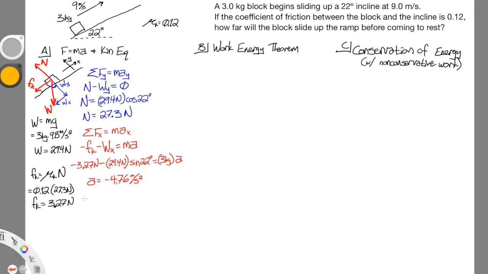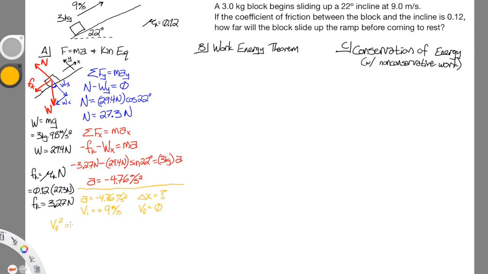Now we have an acceleration, and we want to know how far the block has traveled. So we have a is negative 4.76 meters per second squared. Delta x, the distance the block travels, is what we want to know. These are starting to look like variables of motion, which means we're going to need the kinematic equations. We need 3 variables that we know and 1 unknown. So we know the initial velocity is positive 9 meters per second. And we want to know how far the block travels before coming to rest, so Vf equals 0.